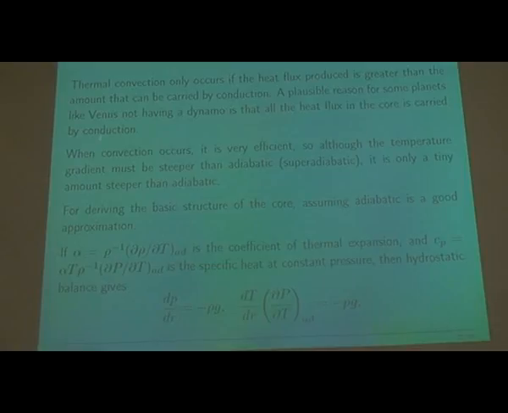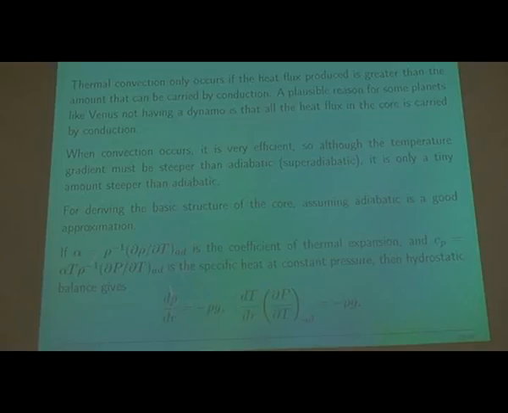Okay, well, so when convection occurs, it is very efficient. That's the same as in astrophysical situations, of course. So the temperature has got to be slightly steeper than adiabatic, so it's super adiabatic, but it's only a tiny amount steeper than adiabatic, and tiny fractions of a degree are enough to drive the dynamo.